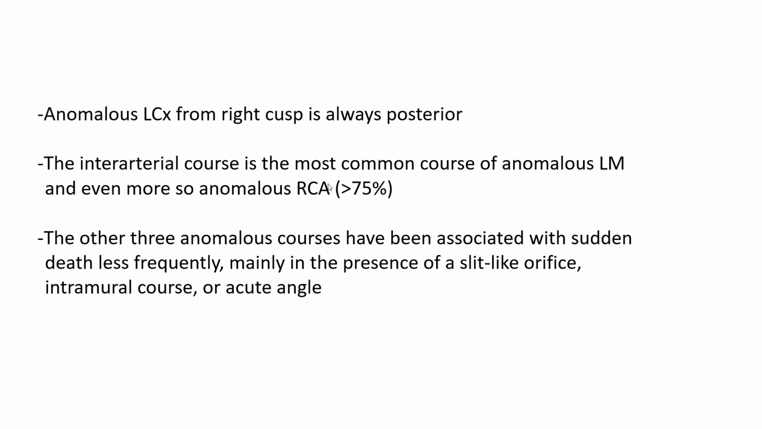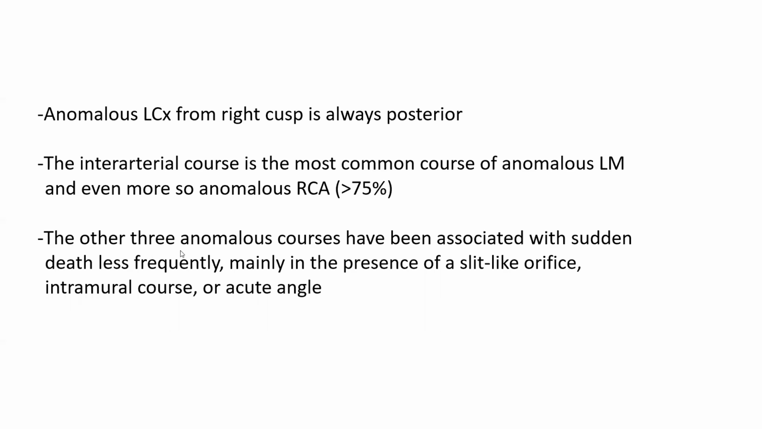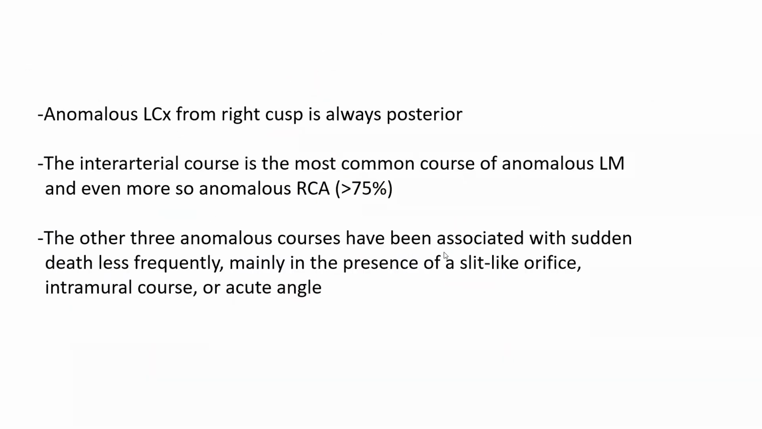The interarterial course is the most common course of anomalous left main, and particularly anomalous RCA. Over 75 to 90% of anomalous RCA are interarterial, this course, which tend to be the most malignant course, as I will describe a little bit later. The other 3 anomalous courses, aside from interarterial, meaning the posterior, anterior, and septal course, have been associated with sudden death less frequently than interarterial, mainly in the presence of some other high-risk anatomical features that I will describe a little bit later.